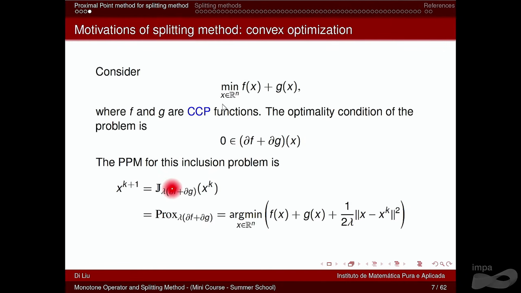We calculate the resolvent of partial f plus partial g, which is the proximal operator of f plus g, the argmin of this function. Actually, finding the minimizer of this function is almost as difficult as solving the original problem. So the proximal point method doesn't give us too much information for this kind of summation minimization problem.